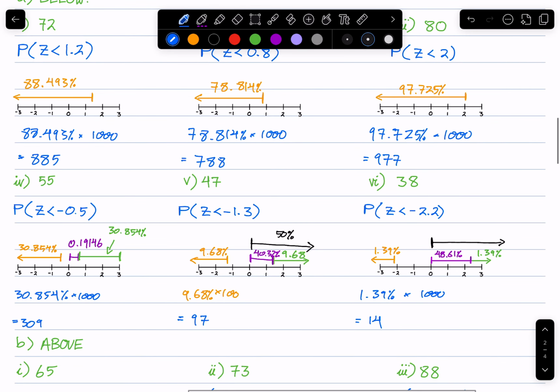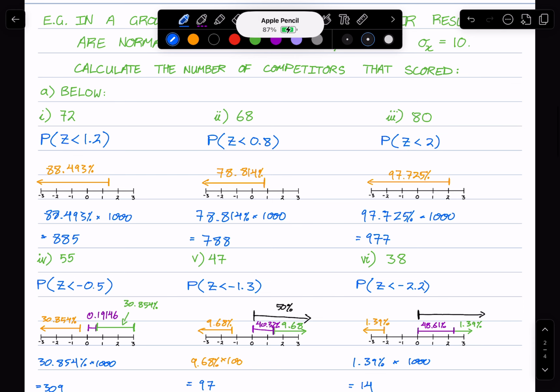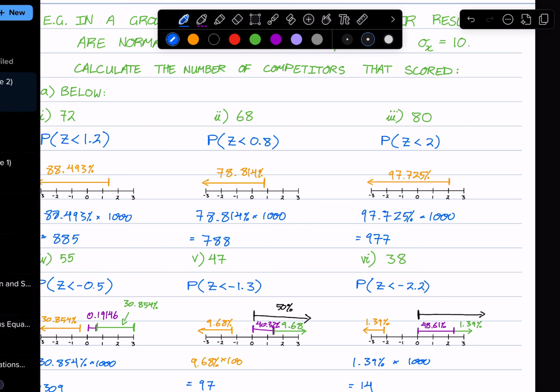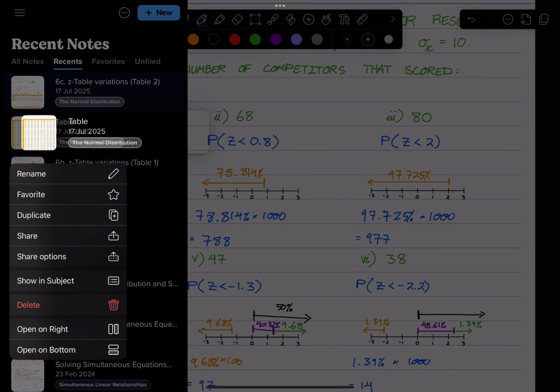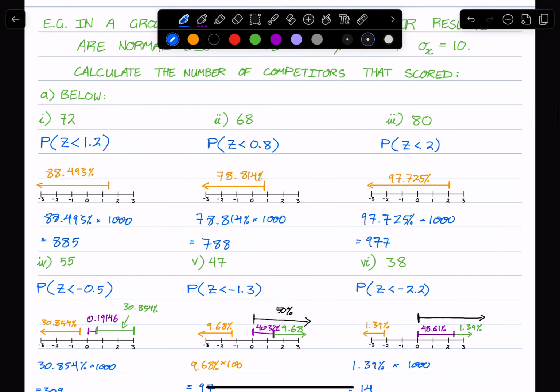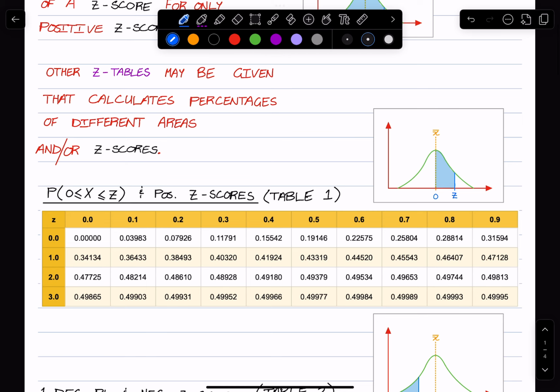Okay, so I hope that's given you insight into calculating everything below a positive or negative z-score using this different type of z-table shown here.